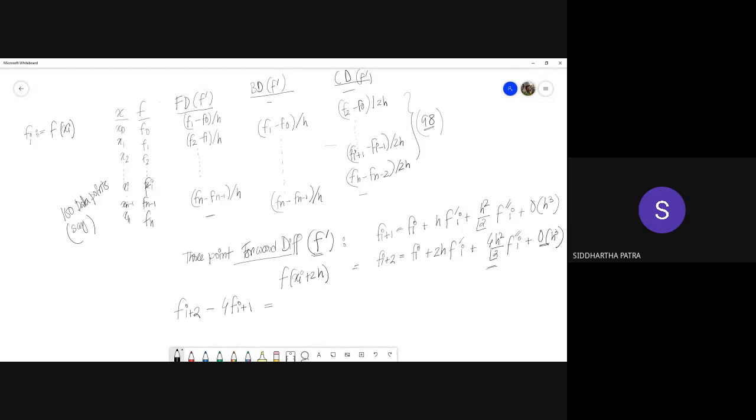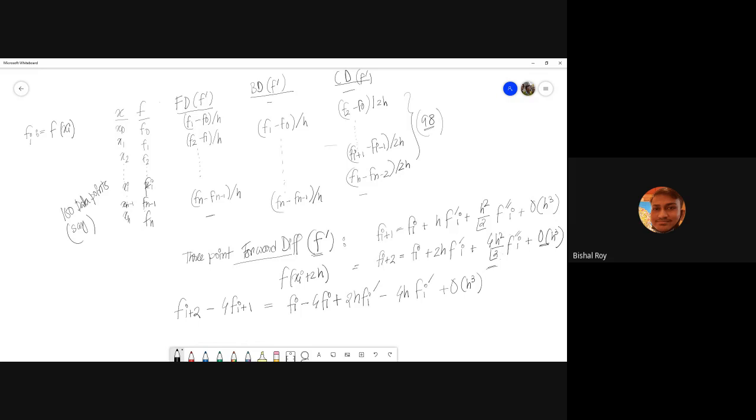So that would give us, first of all, fi minus 4 fi plus twice h f prime i minus 4h f prime i, plus the next term that would essentially be cancelled because then you are subtracting 4 times h squared divided by 2 factorial times f double prime i. So here onwards you have order h cube.